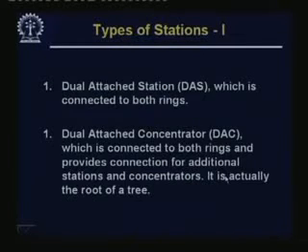Now, let us talk about the type of network stations which may be connected to an FDDI ring. One is a dual attached station, which is connected to both the rings. That means it is a station which is connected to both the rings, that is why it is called dual attached. Then we have the dual attached concentrator, DAC, which is connected to both rings and provides connection for additional stations and concentrators. It is actually the root of a tree. This is where the tree comes from.